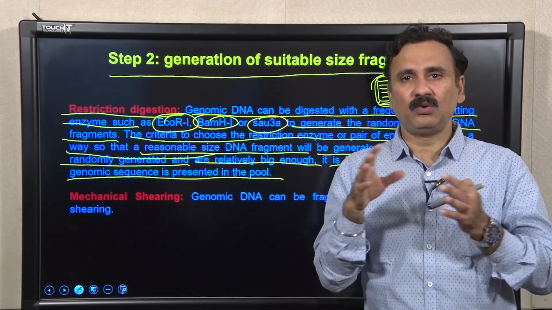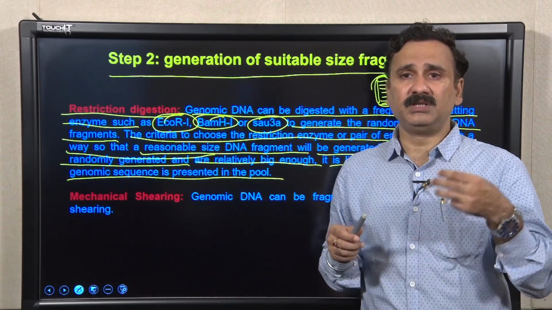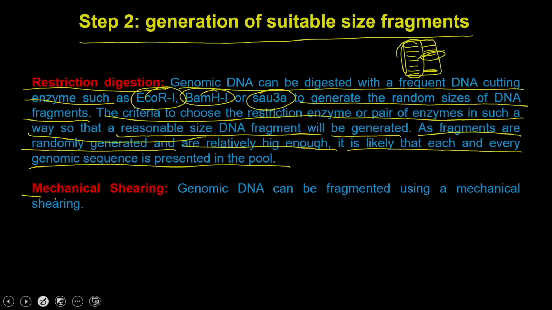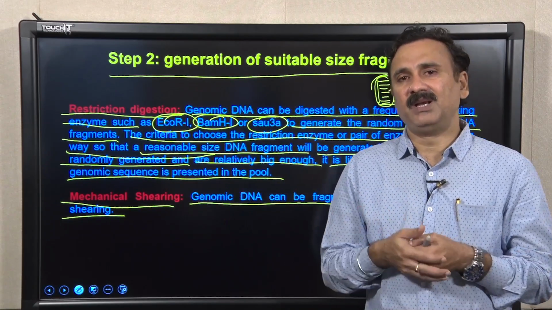That actually is going to tell you that you have the 3 copies of this particular gene present in the genomic DNA. The other method you can use is mechanical shearing. So, genomic DNA can be fragmented using mechanical shearing. For example, you can simply vortex the DNA. As I said, genomic DNA is very long, so it is very susceptible to mechanical shearing. So, if you vortex the DNA, it is going to get fragmented into multiple pieces.